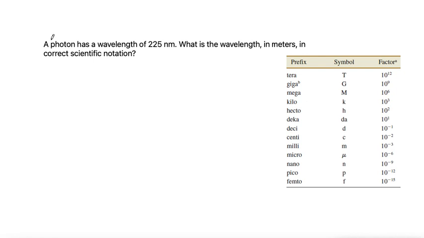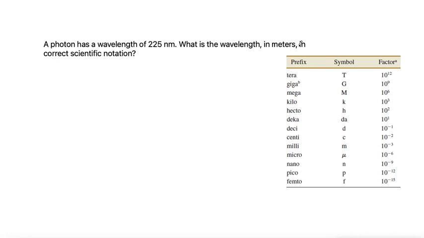This problem says a photon has a wavelength of 225 nanometers. What is the wavelength in meters in correct scientific notation? So in this problem, we're converting from the unit of nanometers to the unit of meters.